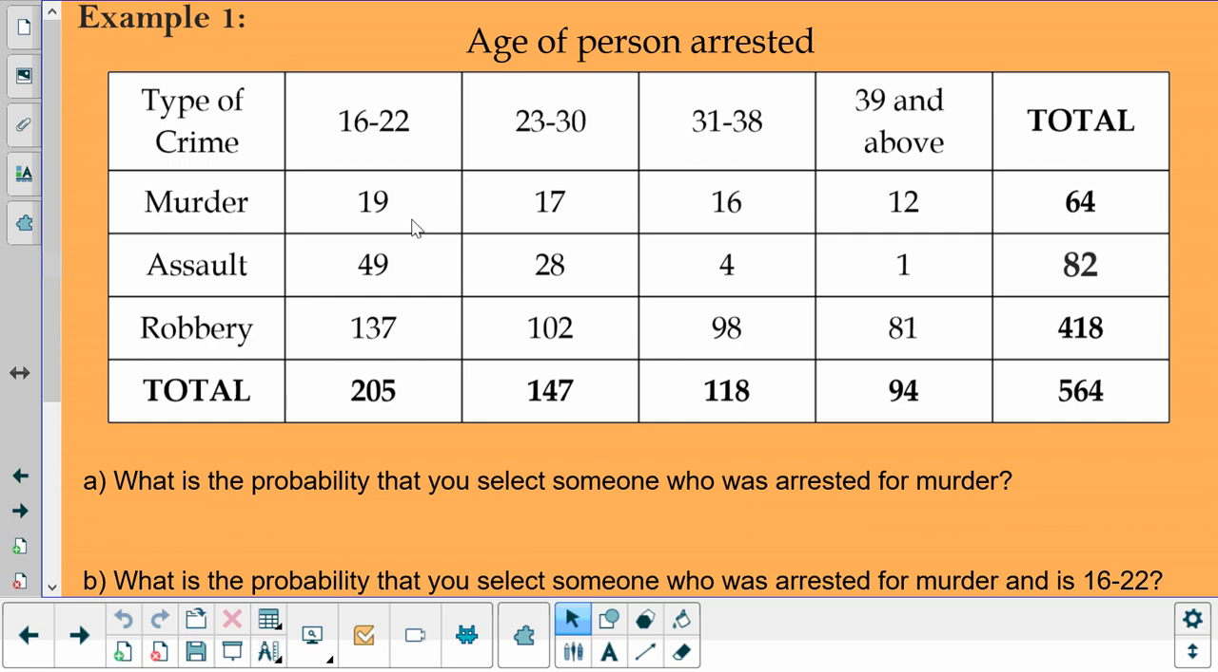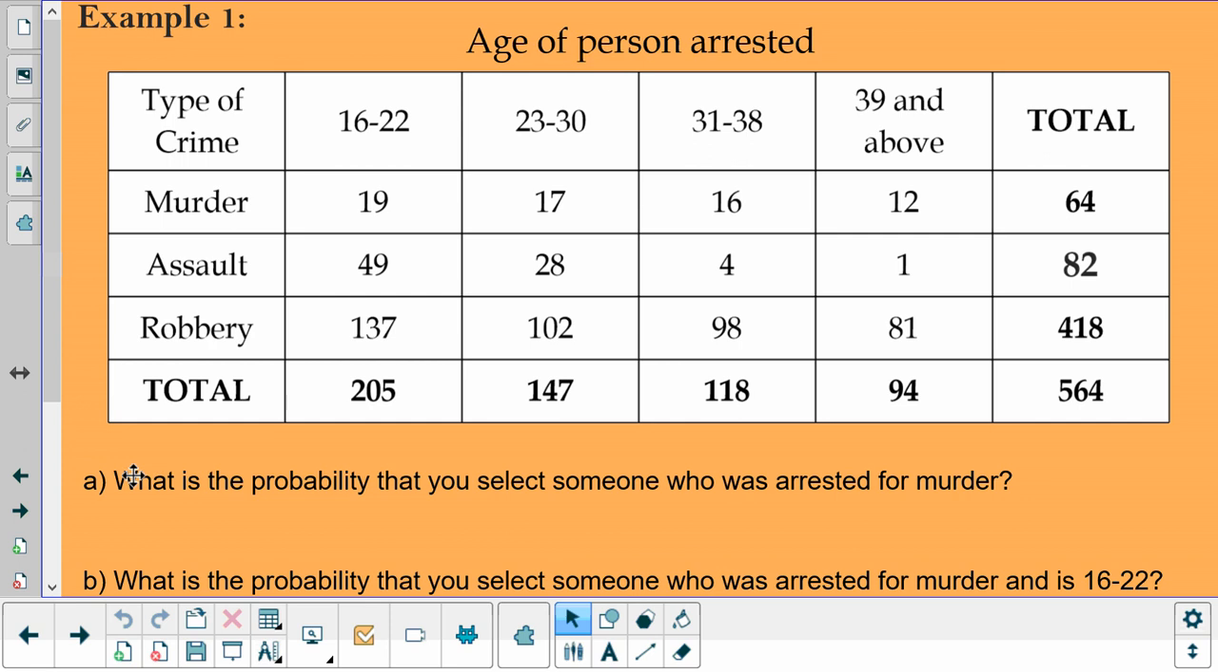So the first example, we're looking at a table of crimes and the age of the person arrested for a certain crime. You can see the age groups across the top. You can see the different crimes that are along the side. You've got your totals for each column down here, and totals over here for each row. And the total number of people in the table is 564.